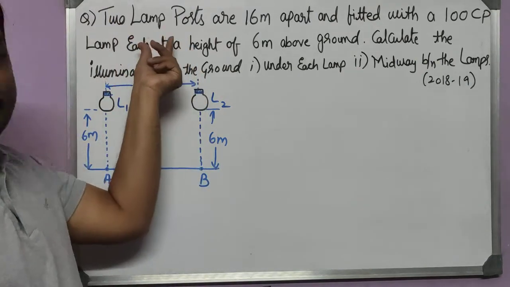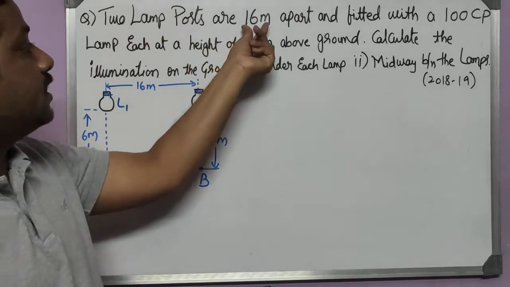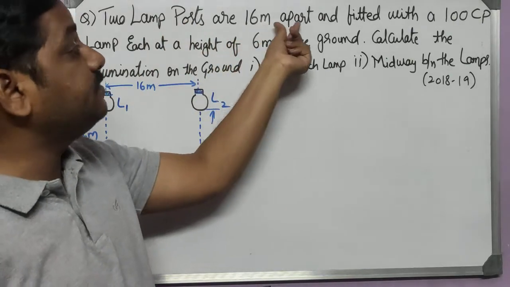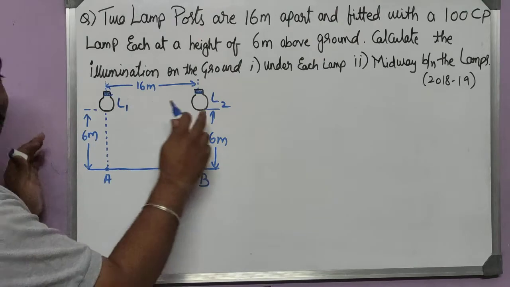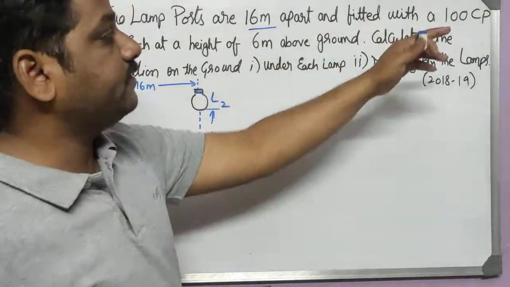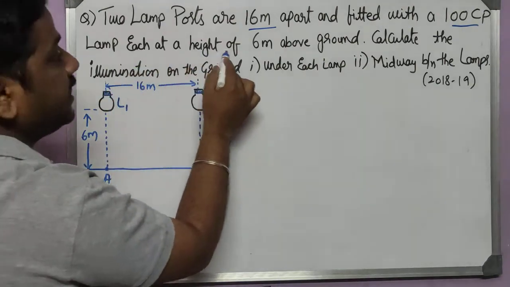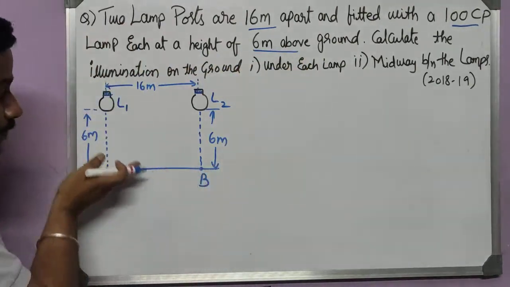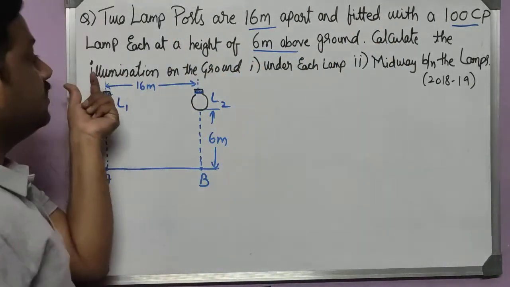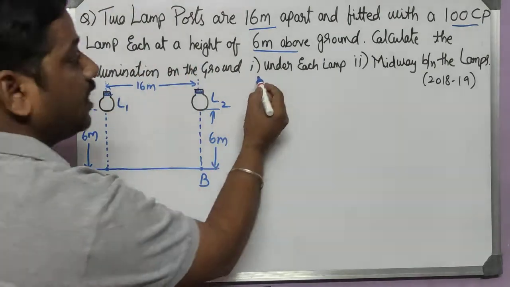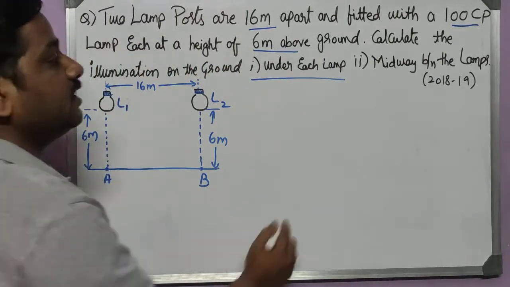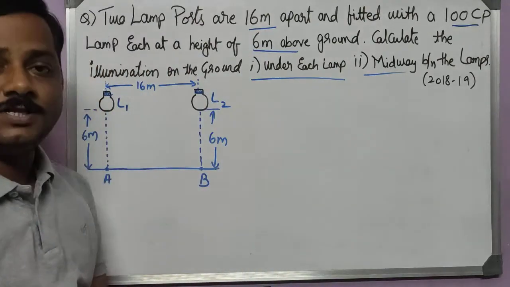This question says that there are two lamp posts 16 meter apart, fitted with a 100 candle power lamp each, at a height of 6 meter above the ground. Calculate the illumination on the ground under each lamp. That is the first condition, and the second condition is midway between the lamps.